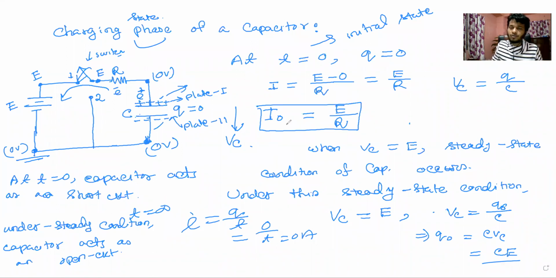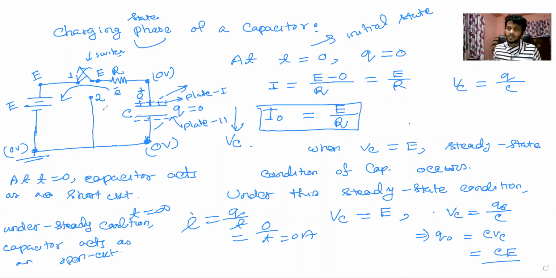At time t equals to 0, what would be the current through this circuit or through this capacitor? It would be E upon R. If we want to find the current through this R, we know V equals to IR, so I equals to V upon R. And the V across this resistor R is E minus 0, so the current is (E minus 0) upon R. This is the initial current through this RC circuit.